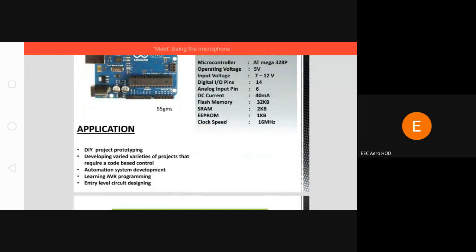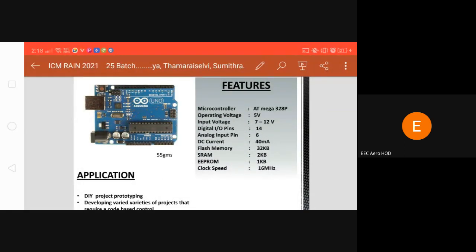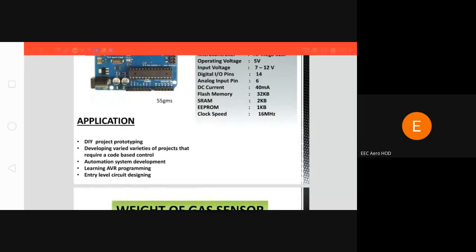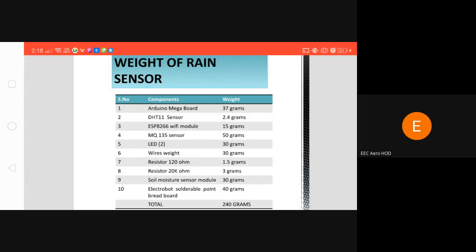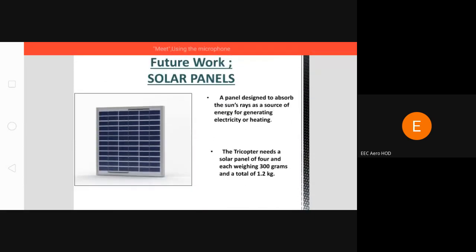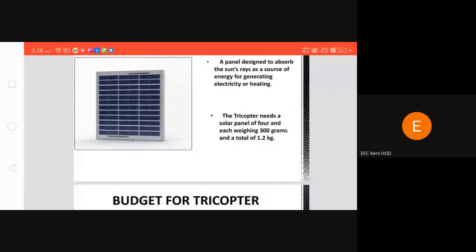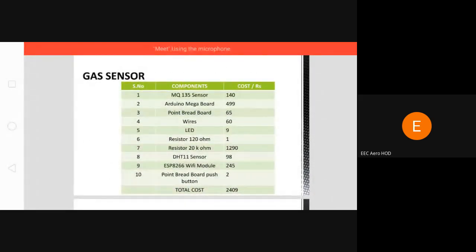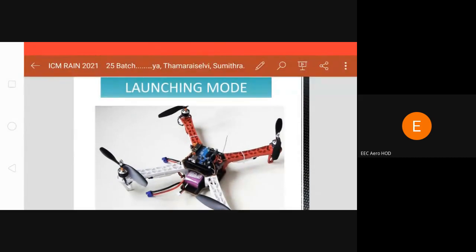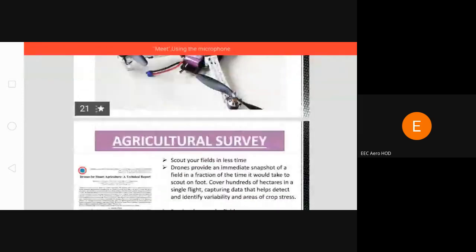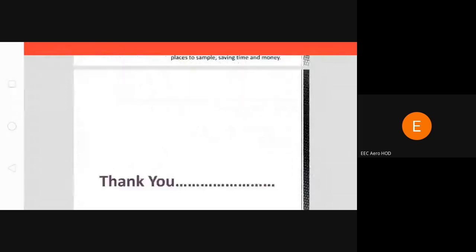Next, our tricopter is Arduino based. This is the Arduino we are using, Arduino Uno, and here we have listed the weight of the gas sensor and also the weight of the rain sensor. For future work, we will use a solar cell for converting energy, and this is the budget we have for our gas sensor and rain sensor. This will be about the launching mode. Arduino based quadcopters have been released, but Arduino based tricopters have not yet been released, so we are going to design that. So this is about the literature survey of the agriculture survey, and thank you.